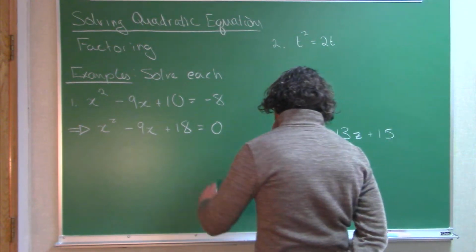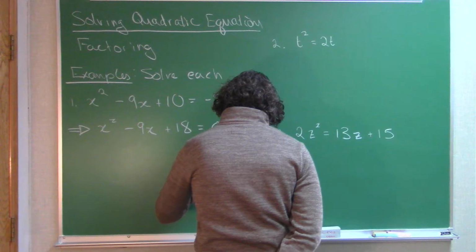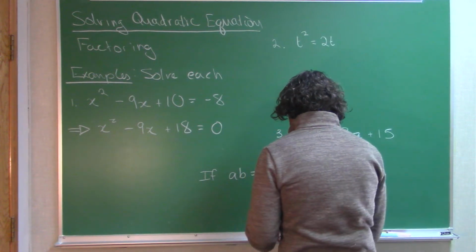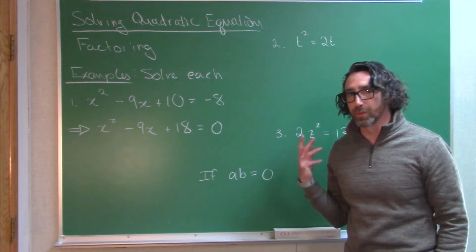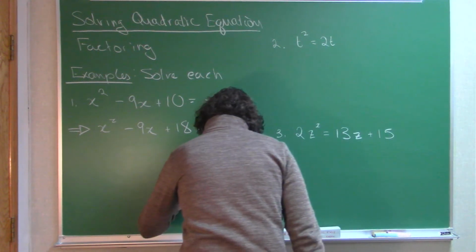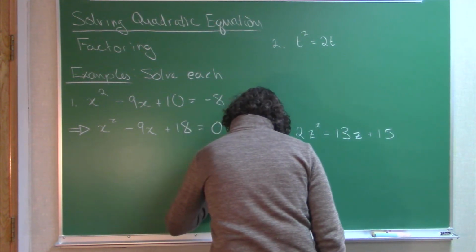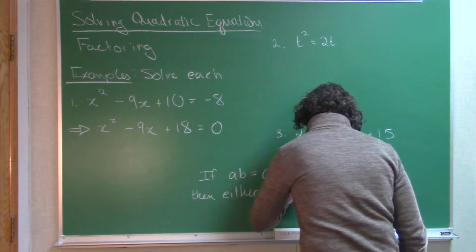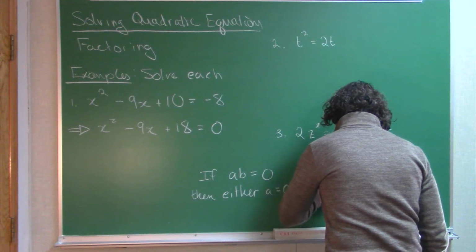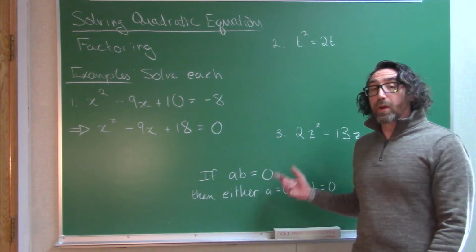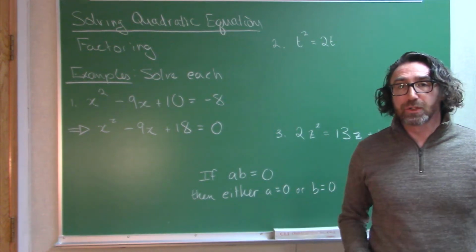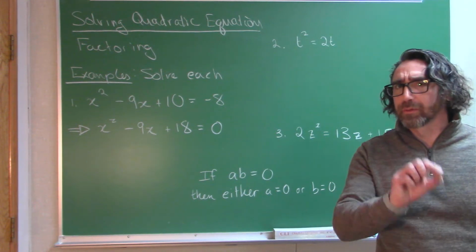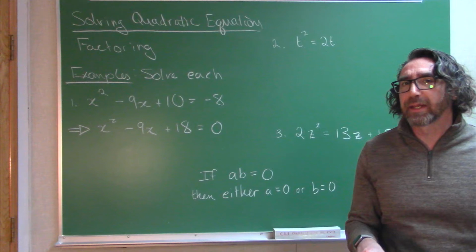I'll just write it down here. If the product of two numbers is 0, then one of the two numbers involved had to be 0 to make that happen. And that's not true of any other number. 0 is the only number that has that property.